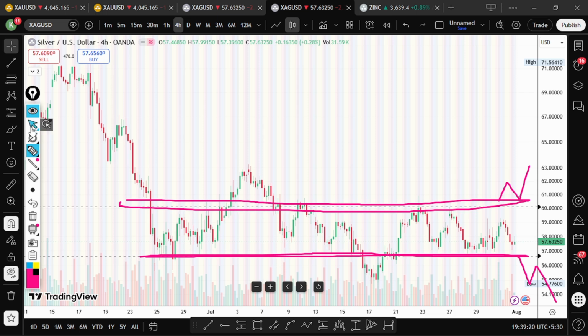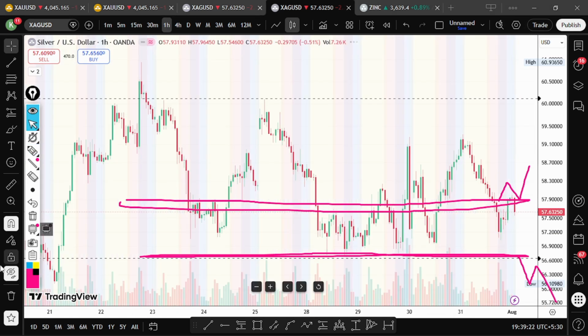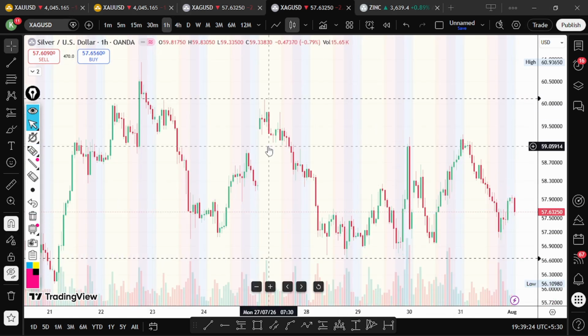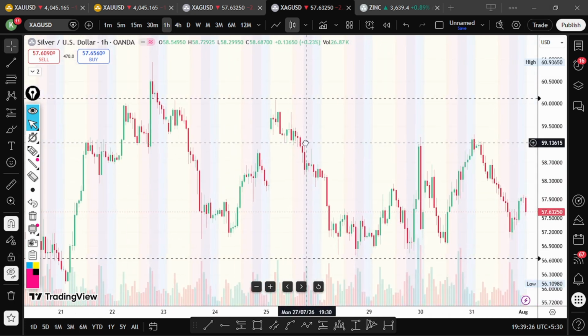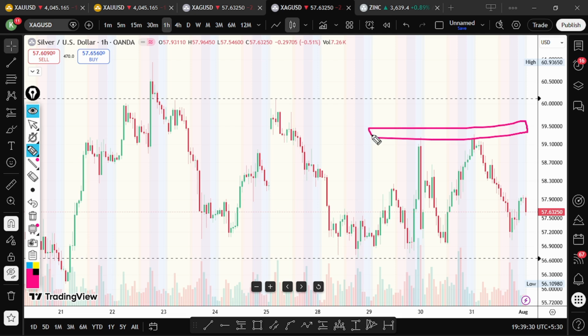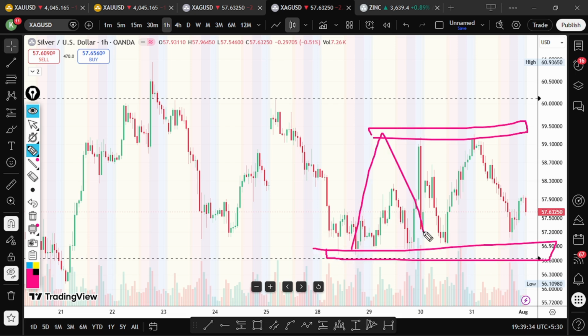If you are an intraday trader, this is very beneficial for you. Buy above this and sell below this level. Buy above 59.50 and sell below this, and in between there's nothing much you can see. Just wait and watch if you want to use a clear risk to reward ratio.